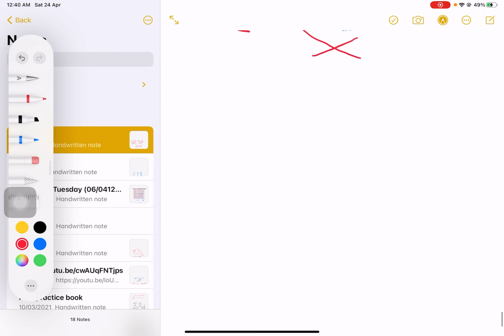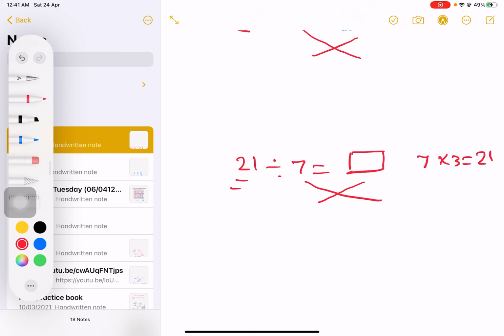If I write for you a division sentence, 21 divided by 7 equals what? Remember, what number you multiply by 7, you get 21? What is it? It is 7 times 3 equals 21. So I will write here 3, because 7 times 3, you will get 21. So if you have a division sentence, go back to the multiplication sentence and you can know the answer.